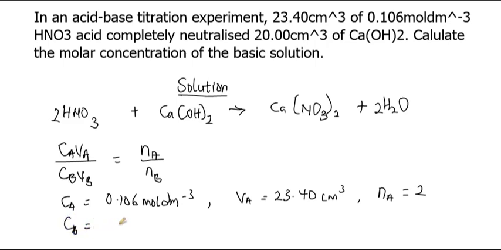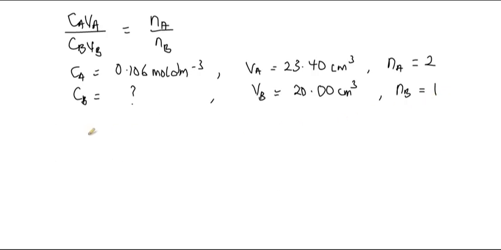For the base, Cb is given to be unknown. Cb is unknown because the question says calculate the molar concentration of the basic solution. That means the molar concentration of the base is unknown. So we have that to be unknown. The volume of the base is given to be 20.00 cm³. Nb, number of moles of the base. Here we have Nb to be 1. Let's proceed. So Cb is the unknown here. To get Cb, we'll be making Cb the subject of the formula.